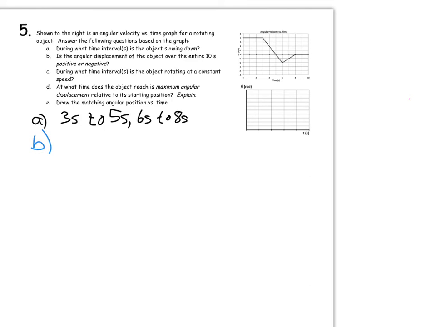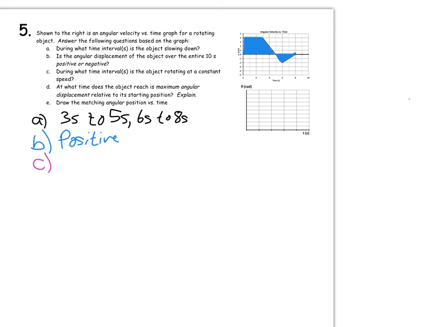Question B asks about the overall angular displacement of the object, and so really what we're doing is comparing this area here above the x-axis, that trapezoid, to this area here below the x-axis, which is negative, that triangle. We can see that the area above the x-axis is greater, which means overall this is going to have a positive angular displacement.